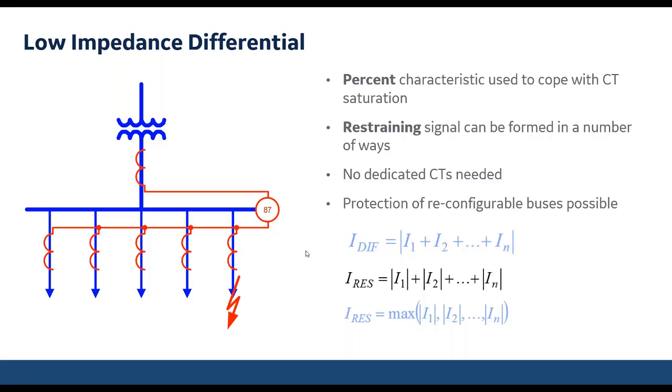The disadvantage, of course, is the wiring. All of these CTs have to individually run to the relay. So it can be more costly to install too, right?